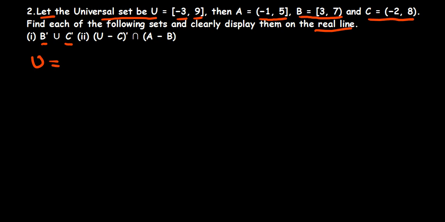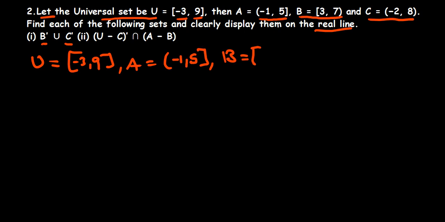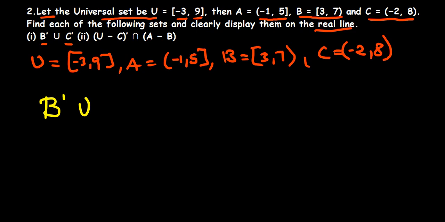So the universal set will just be from -3 all the way to 9. The set A is from -1 all the way to 5. The set B is from 3 all the way to 7. And then the set C is from -2 all the way to what? 8. So this is what we have there. Okay, this is what we have. So what are we going to do in order to find the B complement union C complement? Okay, so B complement union C complement.